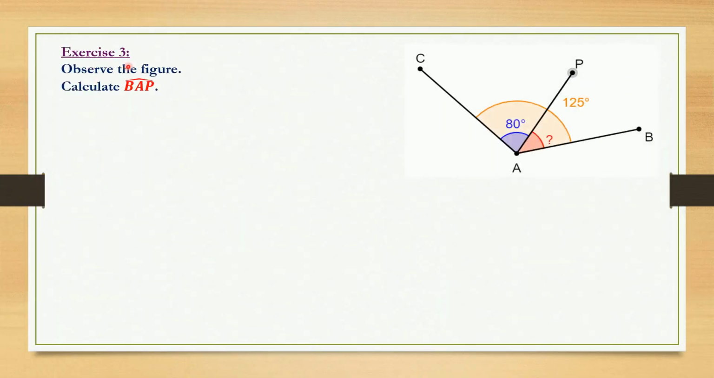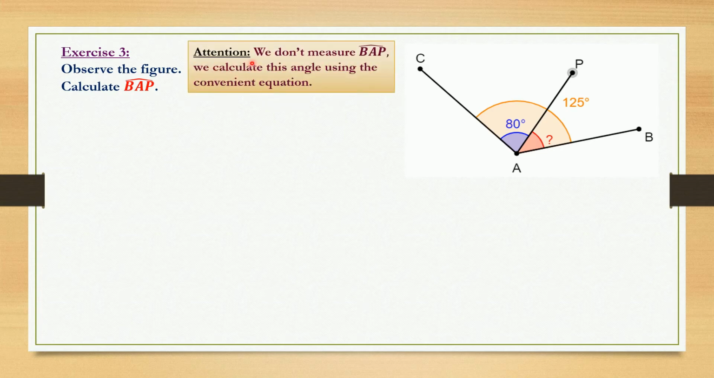Now exercise 3. Observe the figure, then calculate BAP. In this figure, angle BAC equals 125 degrees and angle PAC equals 80 degrees. Angle BAP is in fact a part of a whole. To calculate this angle, we need to subtract from BAC the part PAC.